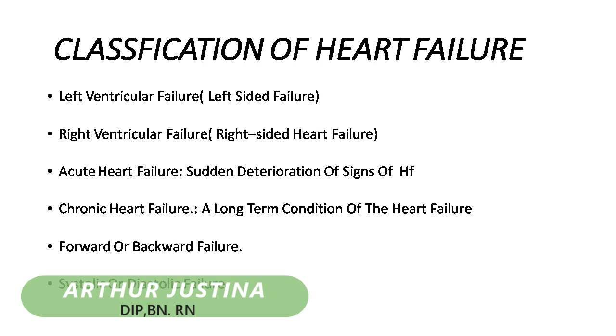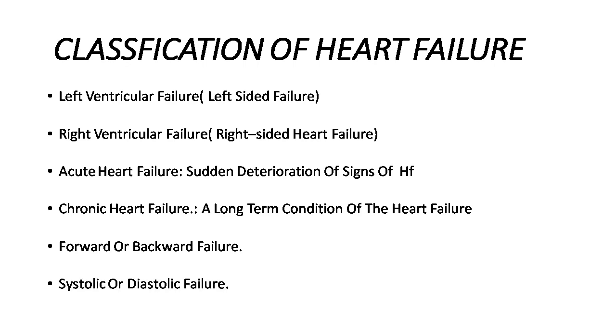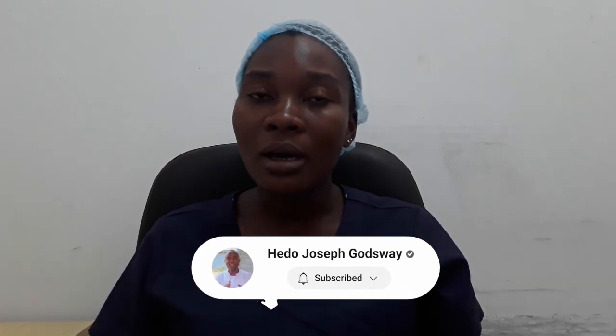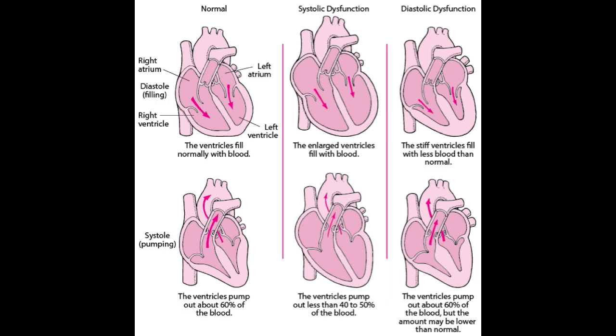There are two types, or let me say classifications, depending on which part of the heart is failing, and also whether it is acute or chronic. If it happens in the right side, it will be called right-sided heart failure. With the left, we'll call it left-sided heart failure. It can also happen in both. Usually with both, it happens when there's left-sided heart failure, and then it gradually progresses into the right side.